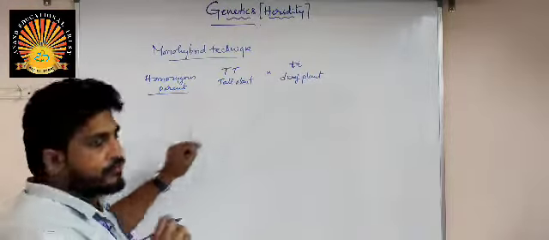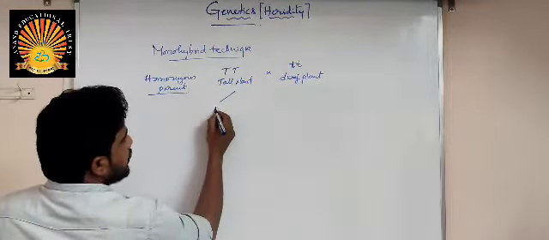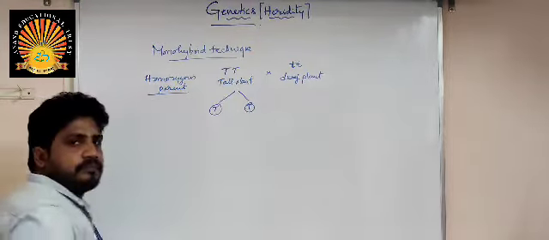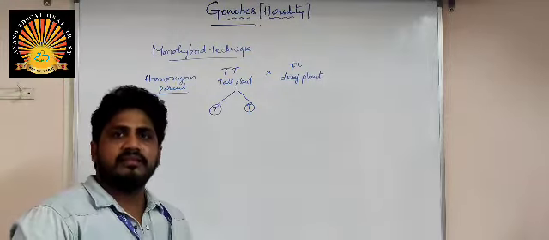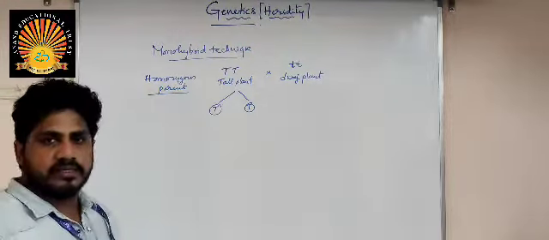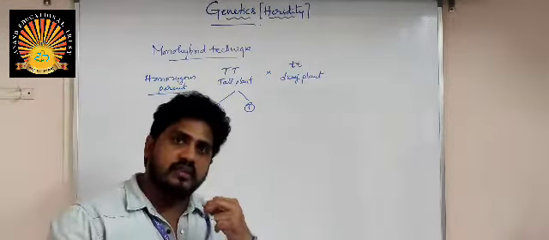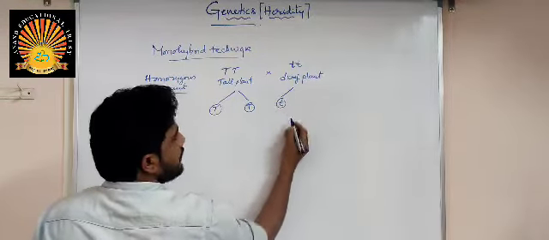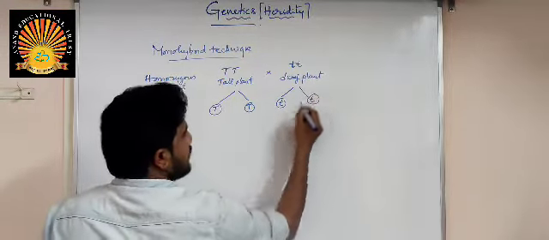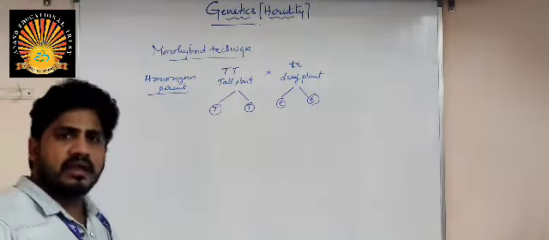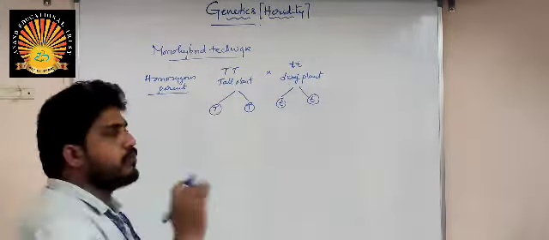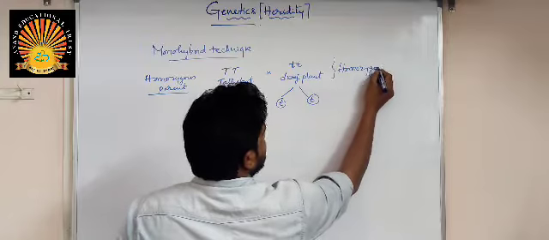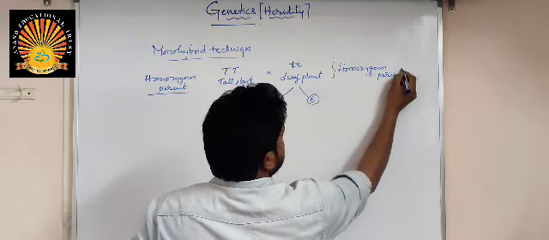They should be identical. This parent can produce a capital T type of gamete, and the other gamete is also capital T. So if the gametes are identical, then the parent is called homozygous. If the gametes are different, then that is called a heterozygous parent. And here small t is one type of gamete, and that parent can also produce another gamete that is also small t. Both gametes are identical, so that parent is also homozygous.